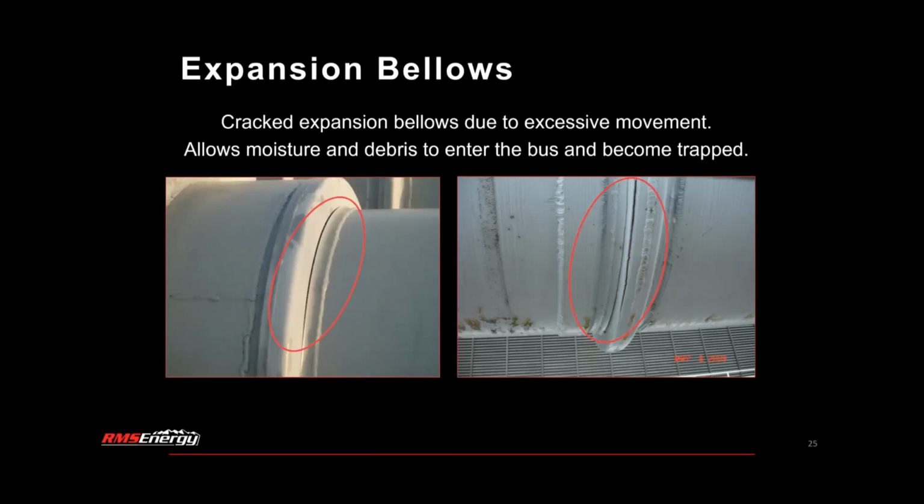So aluminum expansion bellows are used in isolated phase bus. They're designed to allow some movement in the bus during heating and cooling cycles, but over long periods of time, or if you have vibration issues, excessive movement can lead to failure of these. Once they're cracked and exposed to the elements, they can allow moisture and debris into the bus that becomes trapped and stagnant.